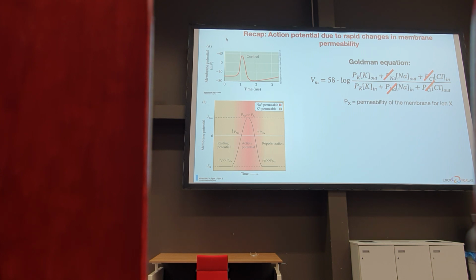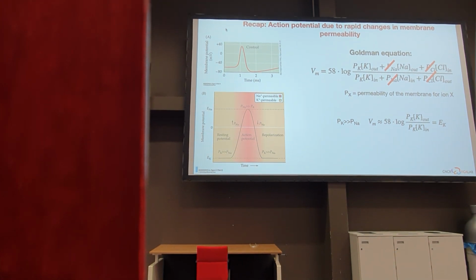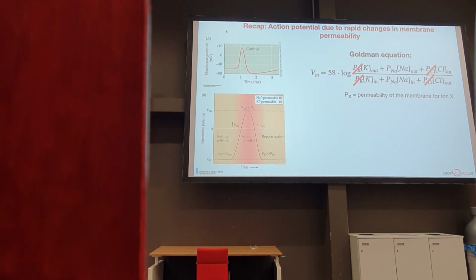And this is again because then you can divide the numerator and the denominator, you can divide out the permeability. And you end up again with the Nernst equation, which gives you the reversal potential for potassium. So at rest, the resting membrane potential, as we call it, is close to the reversal potential of potassium because of this.